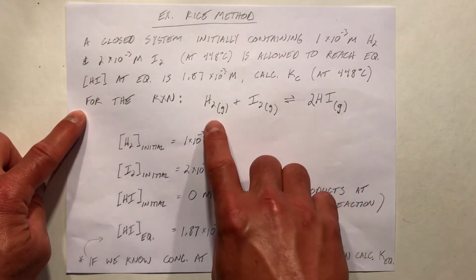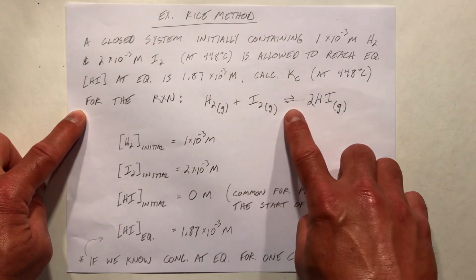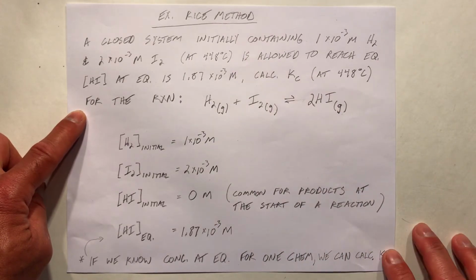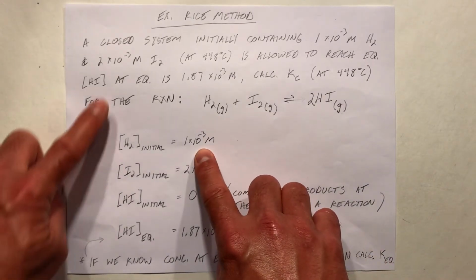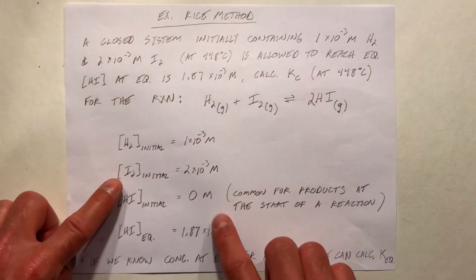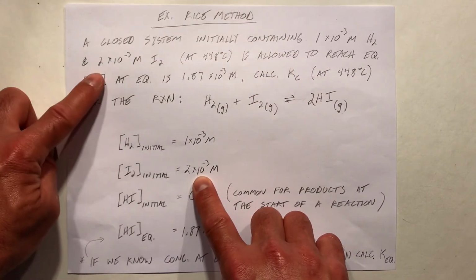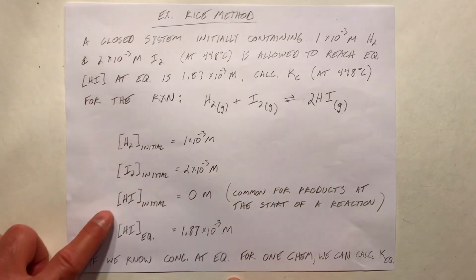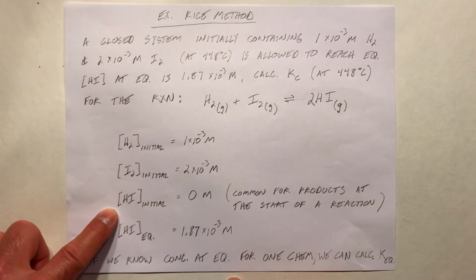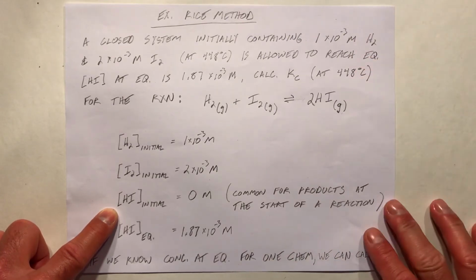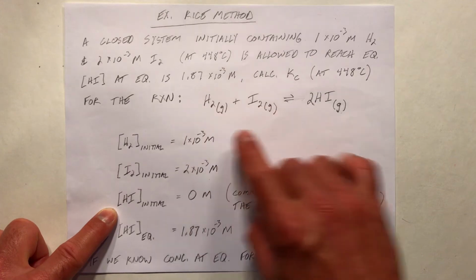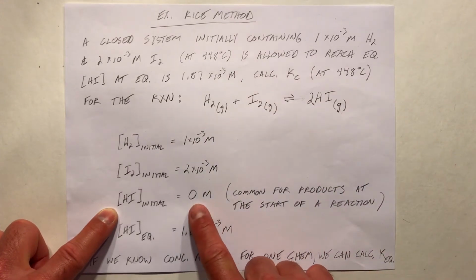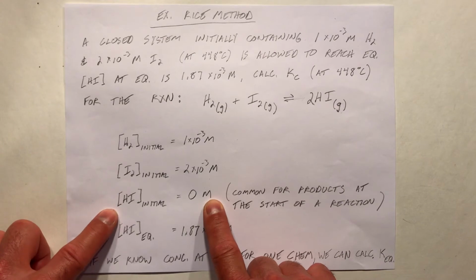Now, they're giving us the reaction. It's H2 gas plus I2 gas in equilibrium with 2HI gas. They're telling us that the initial concentration of H2 is 1 times 10 to the negative third molar. The initial concentration of I2 is 2 times 10 to the negative third molar. The initial concentration of HI is not given to us. You can look through that and see that the initial concentration of HI is not mentioned. Well, that means that we have to make the assumption that the reaction has not proceeded at all and we're starting out with only reactants and no products. So we have 0 molarity concentration for our product.